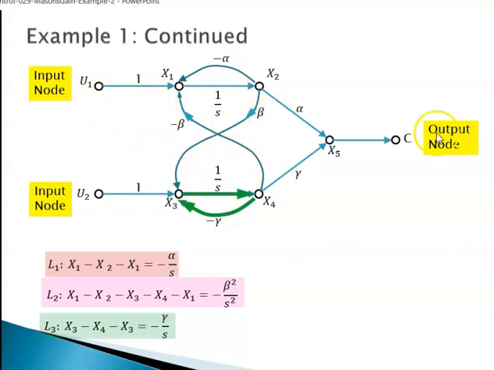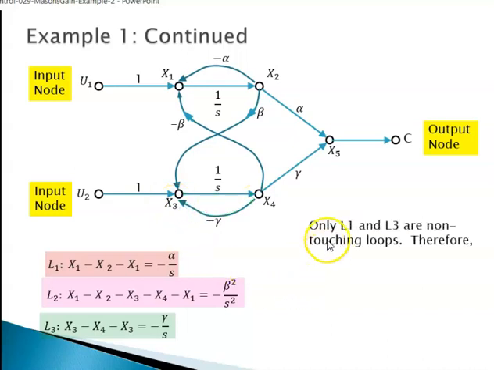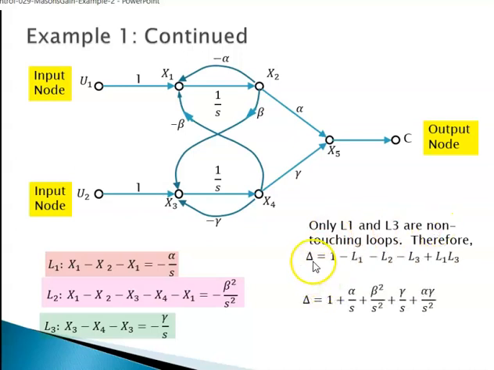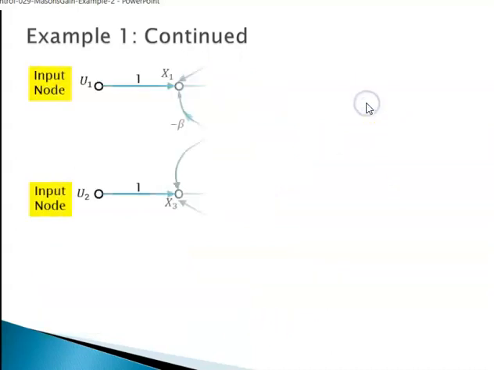X1, X2, X1 here, and then X3, X4, X3. They have nothing in common. So we note that only loops L1 and L3 are non-touching loops. Therefore, we can write delta to be this. We have noted delta. We'll put all the details on one slide for convenience.